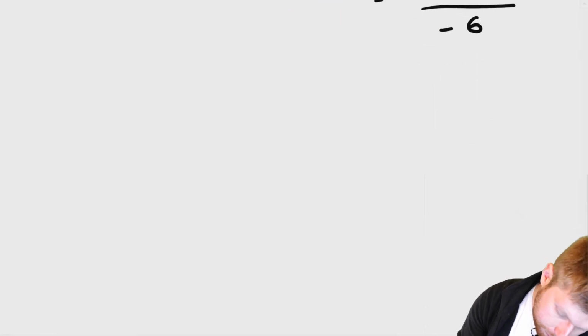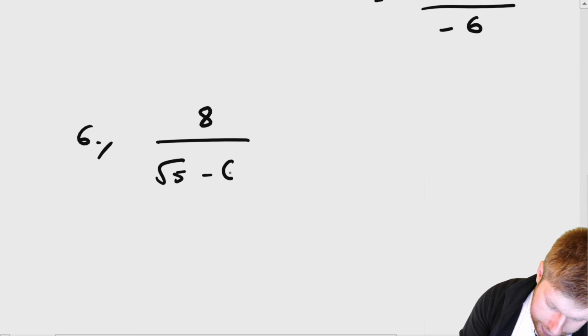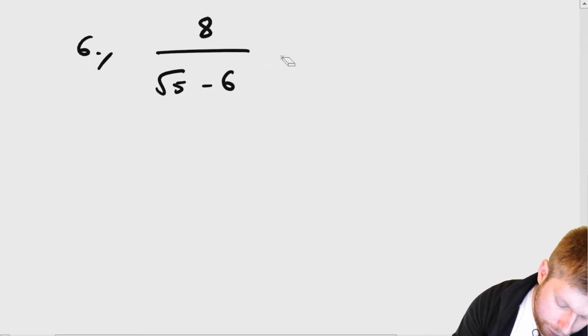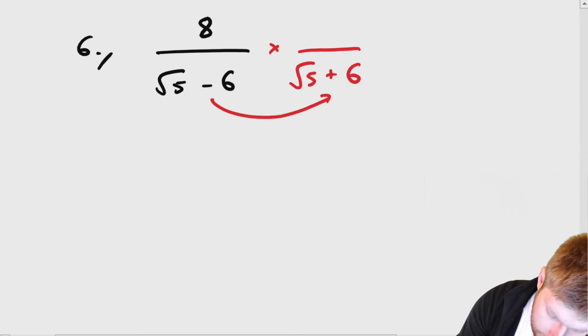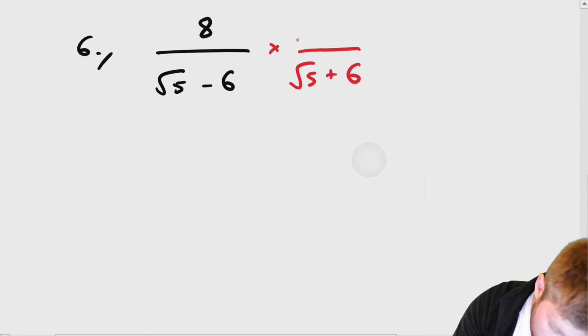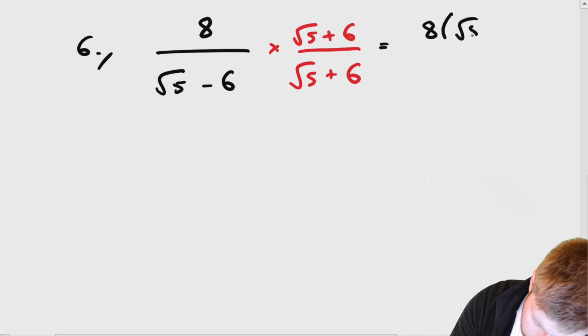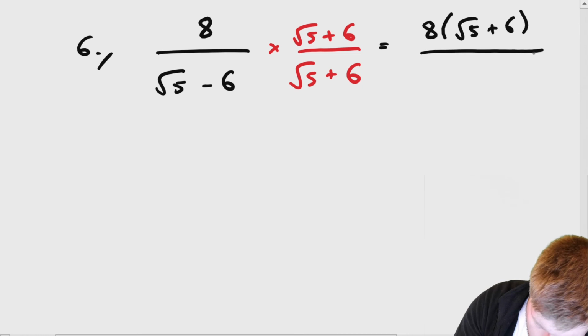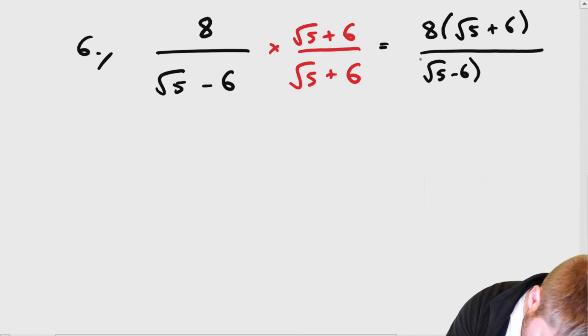Let's try 8 over root 5 minus 6. Okay, let's see what we get here. So first of all, let's multiply by the conjugate. Well, all I need to do is keep the root 5 the same, the 6 the same, but I'm going to change the minus to a plus. Okay, so I get root 5 plus 6. Now let's see what happens. Well, okay, on the numerator, I get 8 times by root 5 plus 6. All divided by, on the denominator, I get root 5 minus 6 times by root 5 plus 6.